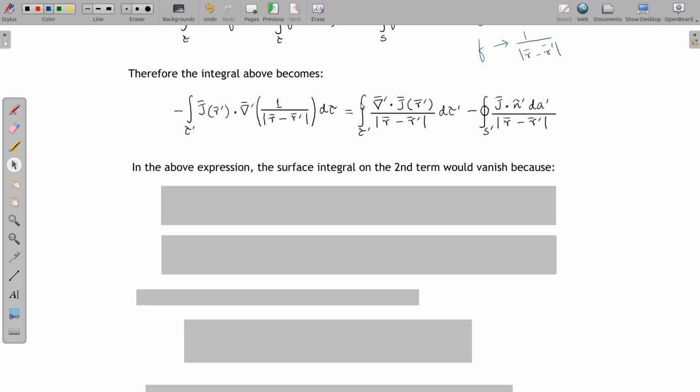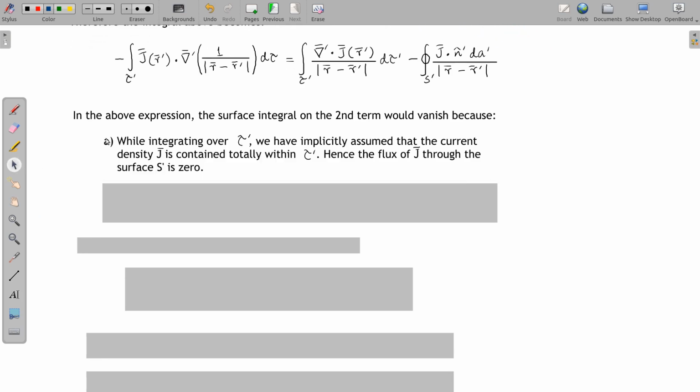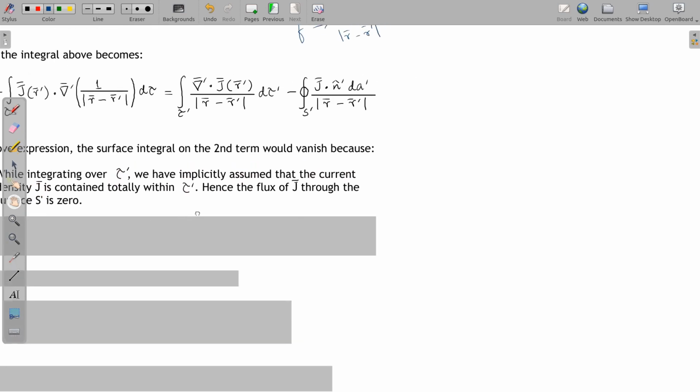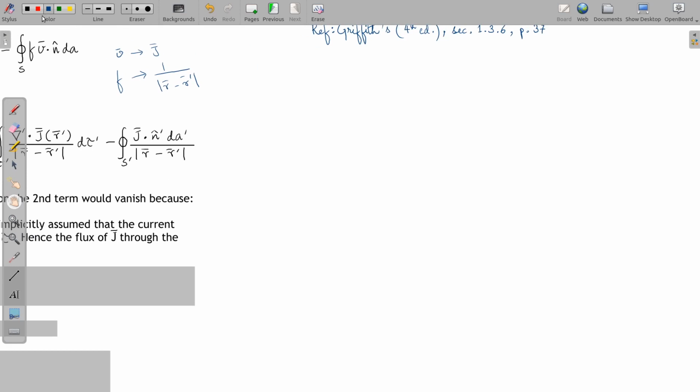So in the above expression, the surface integral, which is the second term, is going to vanish. Why is this going to vanish? It is going to vanish because of two reasons. First reason is, like I had mentioned, when we integrated over tau prime, we had assumed that the current density J is contained totally within tau prime. So the flux of J through the surface is 0. So essentially this is what we are talking about.